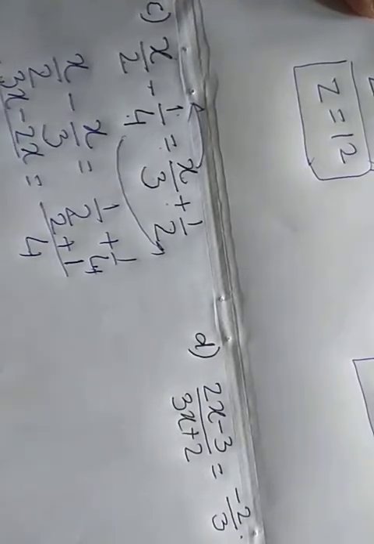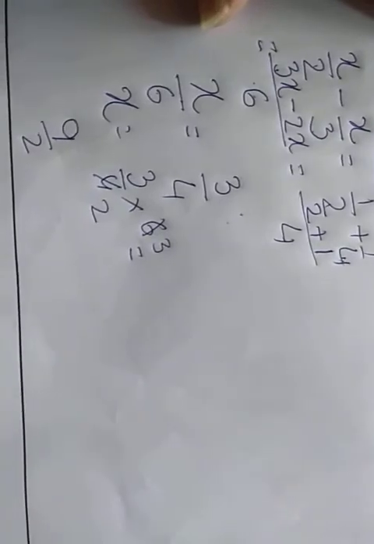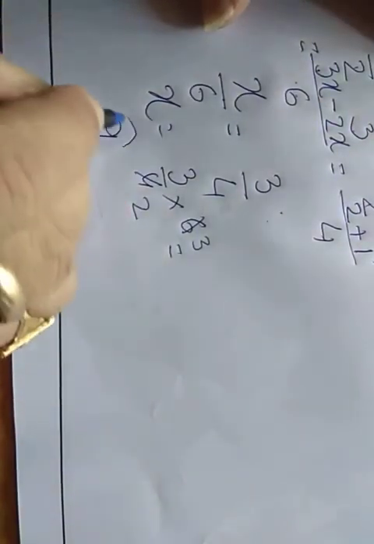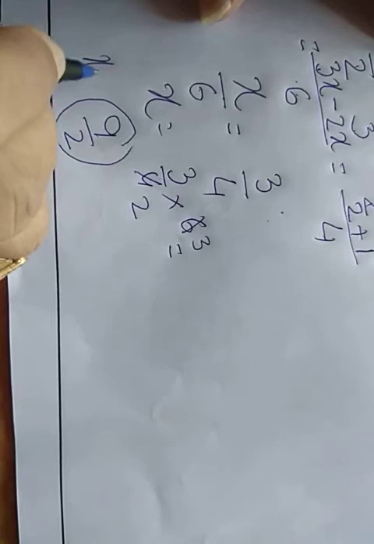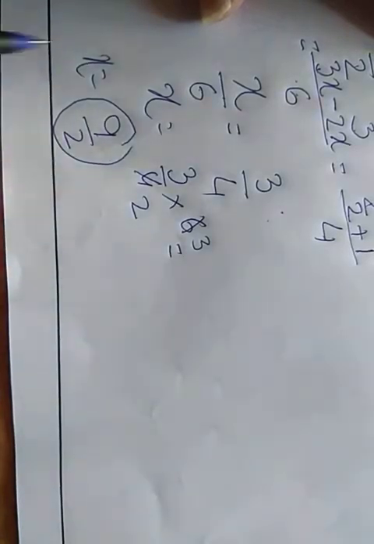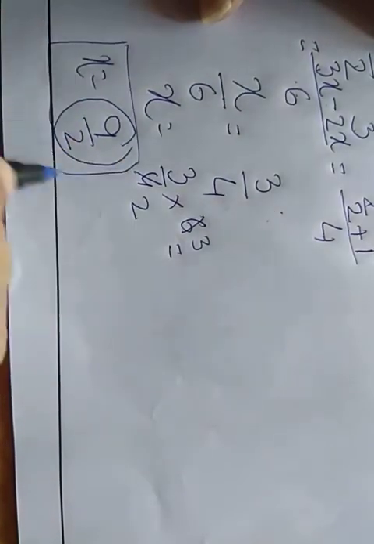2 2s are 4, 2 3s are 6. So what is x? 9 by 2. x is equal to 9 by 2. So this is your answer. So now let us do another sum.